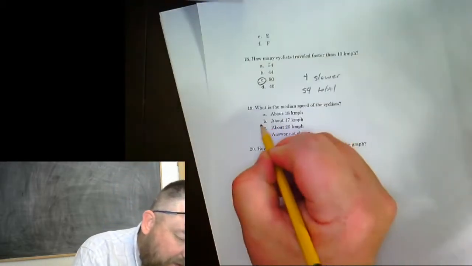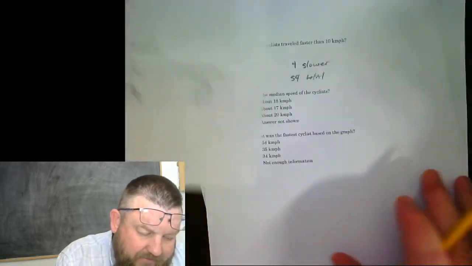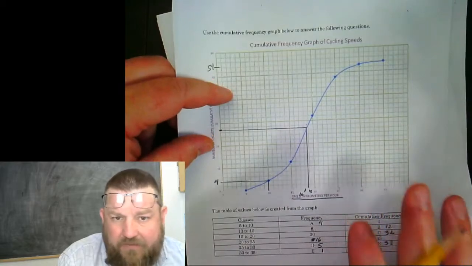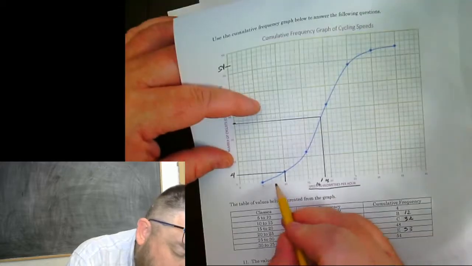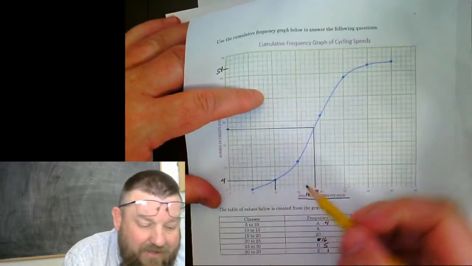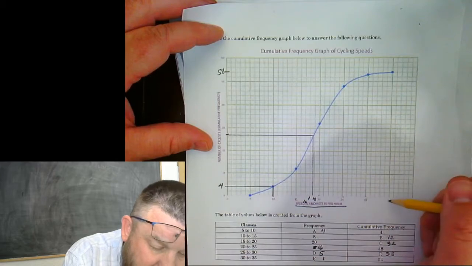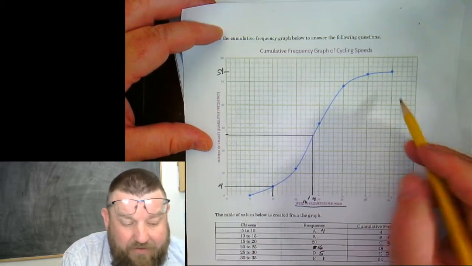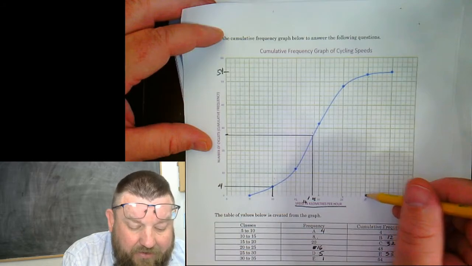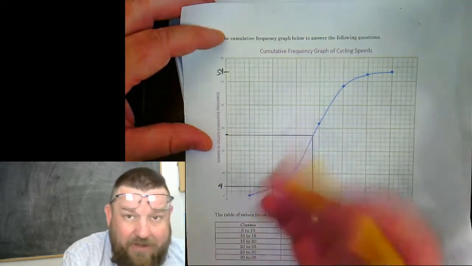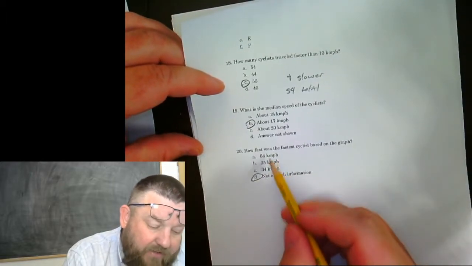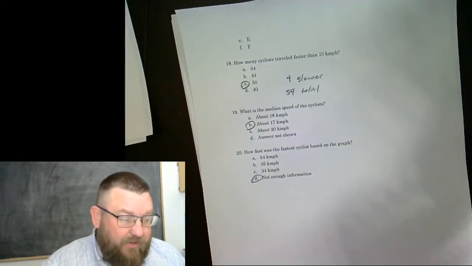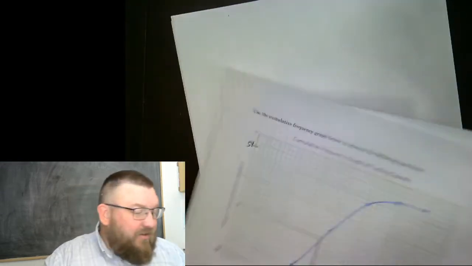Yeah, so about 17. All right, now how fast was the fastest cyclist based on the graph? Oh, well, we don't really know. We don't know how fast the fastest is. We don't know how slow the slowest is. We know that there were 4 people that were less than 10. We know there's one person that's more than 30 and less than 35. Between 30 and 35, there's one person, but we don't know if they're 30 or 35 or 34. We just know they're in that range from 30 to 35. So none of this information is known. Doesn't work.